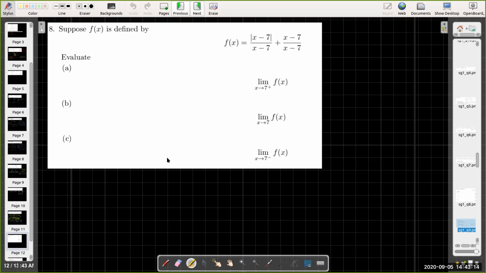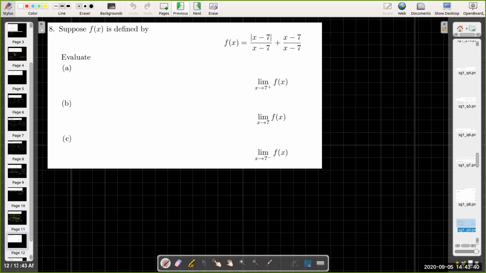Some more limit questions then here in question 8. We have a function which has absolute values in it. And this is kind of interesting that over here I have a form of 1, but that form of 1 is not defined when x equals 7.